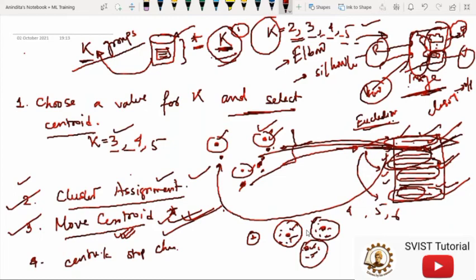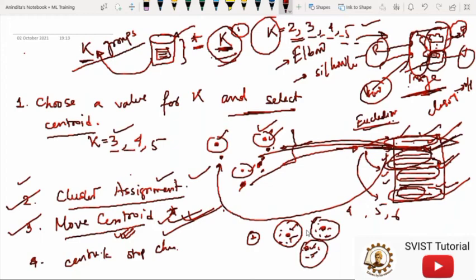So this is the basic mechanism. Basically step number 4 means we keep running the cluster assignment and move centroid steps until the cluster centroids stop changing. At that point the data is deemed clustered, meaning we have got the final clustering. So these are the 4 basic steps of k-means clustering, the overview.